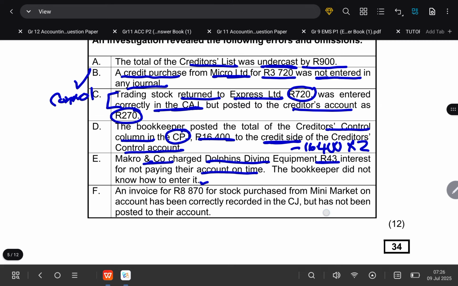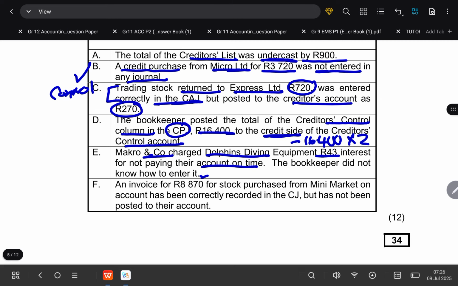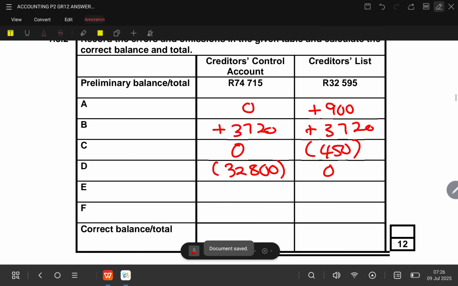So obviously this will increase both the list and the control account, because Macro Ltd is a supplier, but they are also recorded, the total is recorded in the control account. So it means the omission was done on both sides. So we are going to add 43 rand both sides. So you say plus 43 this side, and then also plus 43 this side.